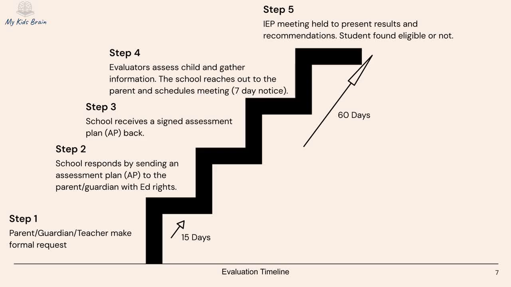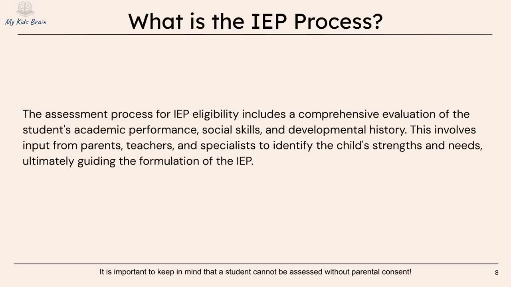Once the parent or guardian has signed the document and returned it, the school then has 60 days to perform the evaluations and hold an IEP meeting to share their results and recommendations. However, before the meeting is held, the school will reach out and coordinate a day and time that works for the parent. This is done by sending a notice of meeting form to the parent 7 days prior for signing. A typical evaluation for an IEP includes a comprehensive evaluation of the student's academic performance, social skills, and developmental history.